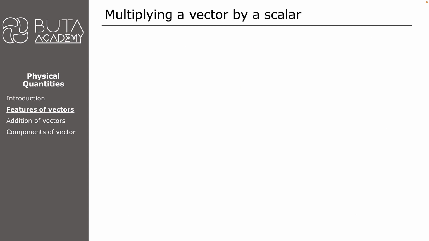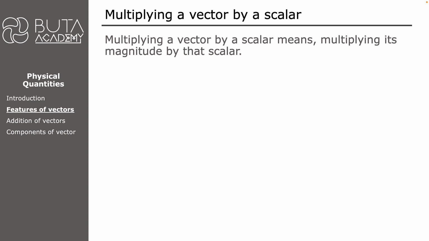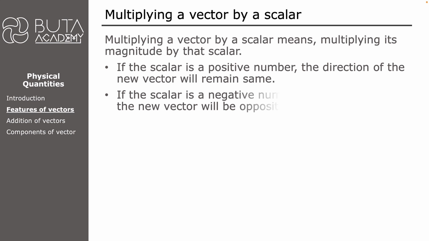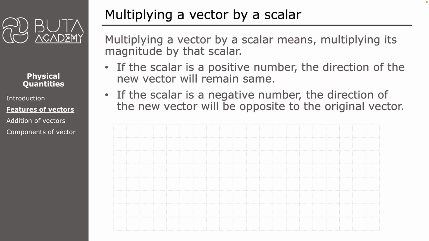In the final part of this video, we will learn how to multiply a vector by a scalar. Multiplying a vector by a scalar means multiplying its magnitude by that scalar. If the scalar is a positive number, the direction of the new vector will remain same. If the scalar is a negative number, the direction of the new vector will be opposite to the original vector. It will be difficult to understand the statements above without seeing them in action.